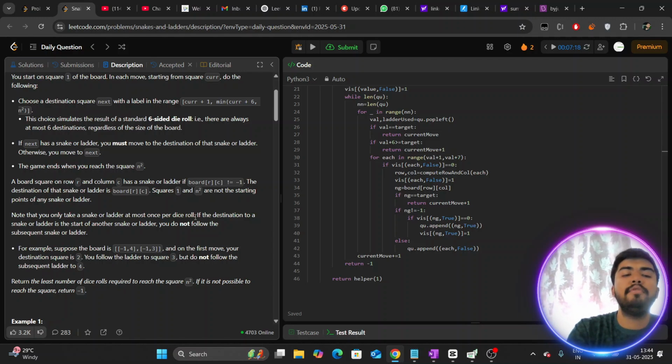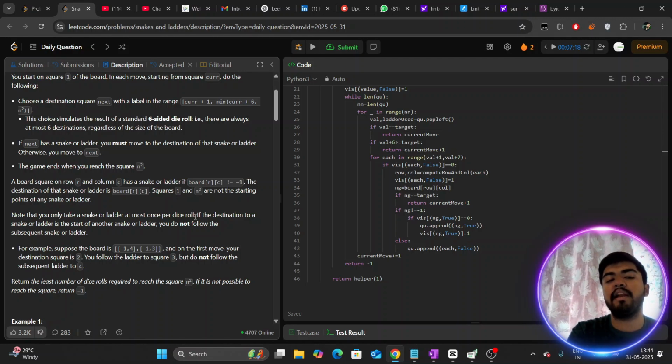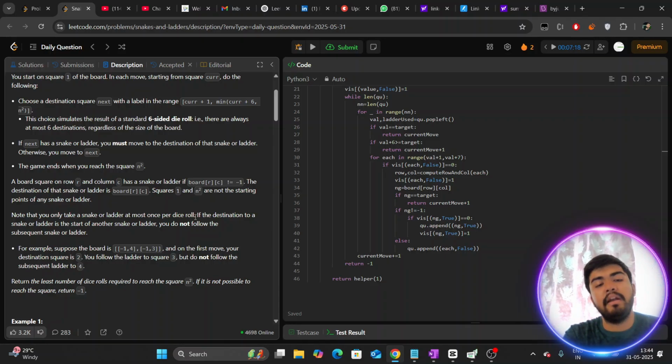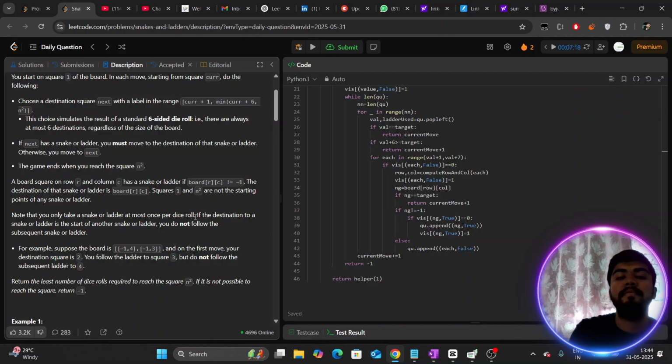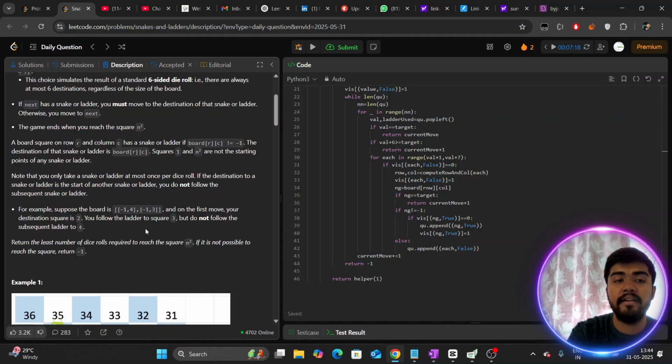We have to learn good topics here: BFS, DFS, graph traversal algorithms. I have implemented only BFS, so you will definitely get a good gist of how to apply BFS on grid related problems. Now, if the destination of a snake or ladder is the start of another snake or ladder, you do not follow the subsequent snake or ladder, right?